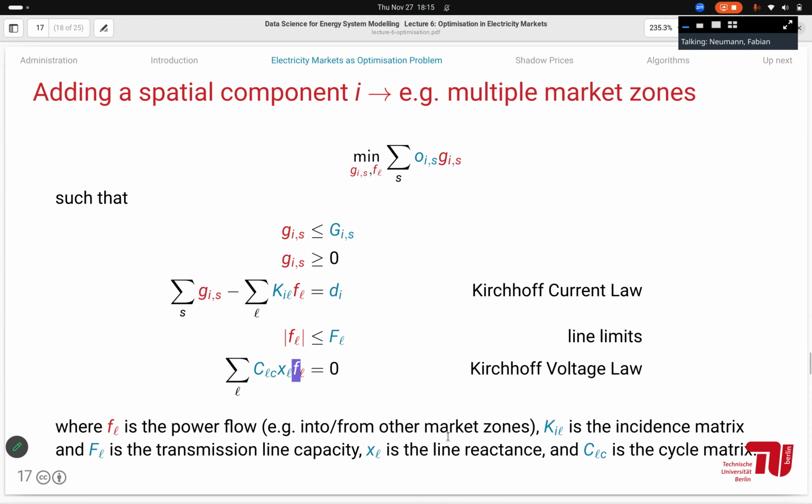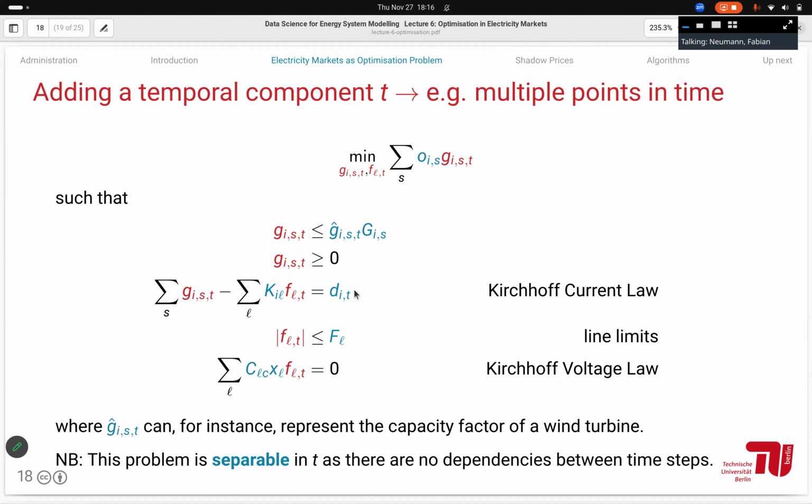What we can do additionally is add a temporal component. So now we get an additional time index t for all of the decision variables, which just means we have dispatch decisions for multiple points in time. And we can also get new parameters here, for example this G hat, which would represent the capacity factor of renewables that can vary over time. Or you could also have periods where a conventional power plant has an outage, and then for the period of the outage, you would have a factor on the nominal capacity of 0.